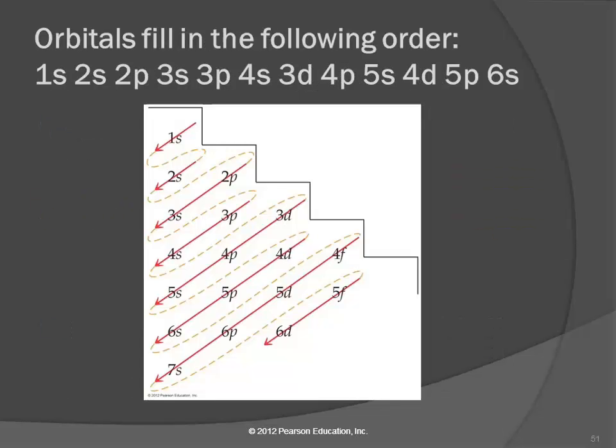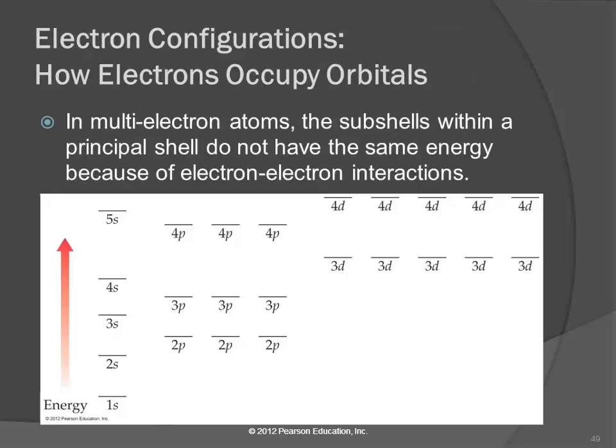So the orbitals fill in this order. Let's go back to this for a minute. We see that the 1s is lowest, then 2s, then 2p, then 3s, then 3p, and that's where things get a little wonky. We would expect 3d to be next, but 4s is actually lower in energy. And then 3d, and then we go back to 4p, but then 5s squeezes in here before 4d. And we have to figure out, how do we remember these?